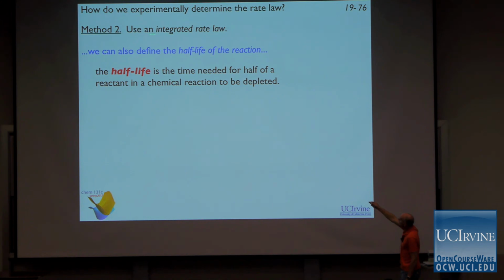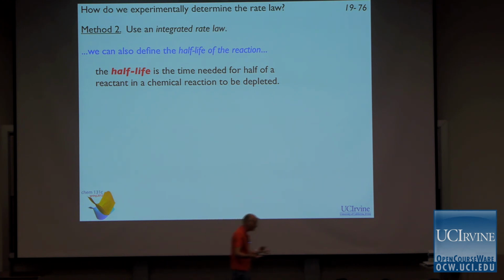So we can use an integrated rate law. There's integrated rate laws for all different molecularities of reactions. But another way that we can deal with the integrated rate law is to define the half-life of the reaction. The half-life is defined using the integrated rate law. So you need the integrated rate law first, then you can define the half-life, and then you measure the half-life.